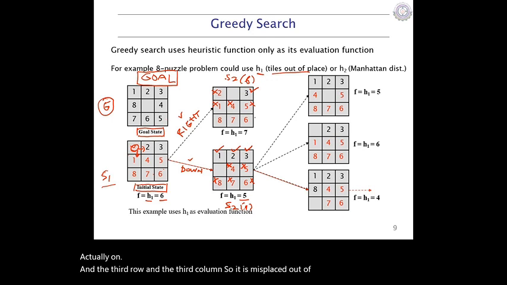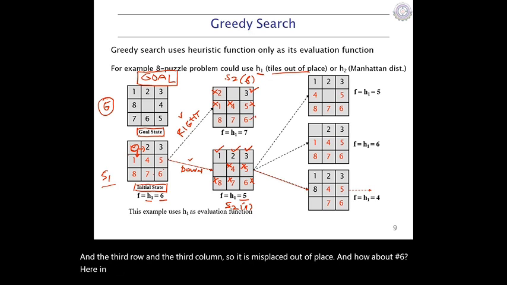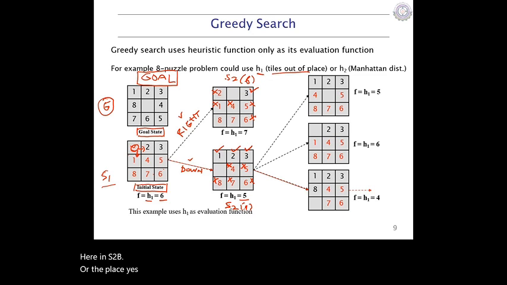And how about number 6? Here in S2B, also out of place, misplaced. And how about number 7? Misplaced again. And number 8, misplaced again, right? So how many misplaced tiles in this state, S2B? 7, yes, exactly. So we have 7 misplaced.